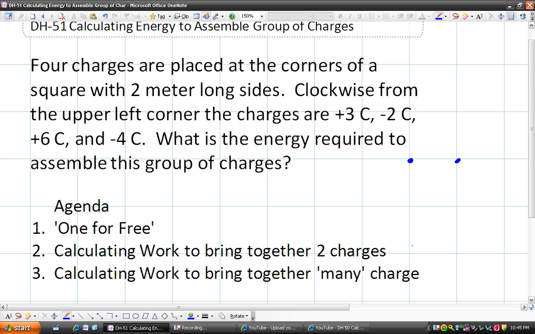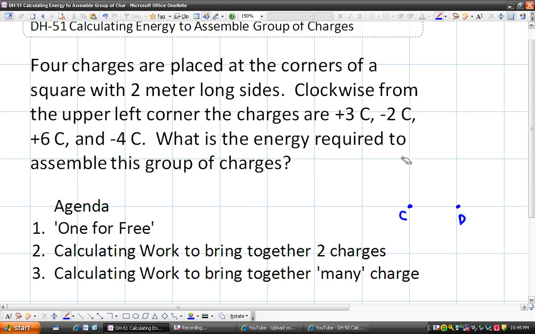If I then bring in a third charge from infinity, it is now experiencing a force from both charge A and charge B. So for charge C, I calculate the work required to bring it in against A and the work required to bring it in against B. And then, as you can imagine, when we bring in the fourth, there are going to be three terms because you have to calculate the work done against A, against B, and against C.